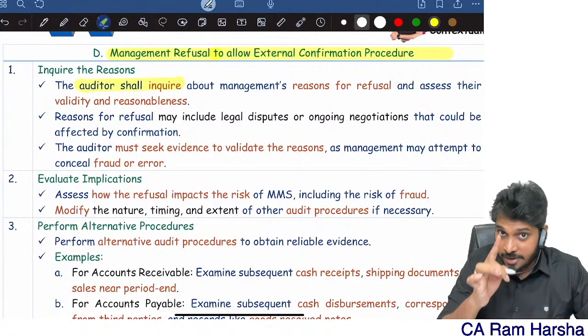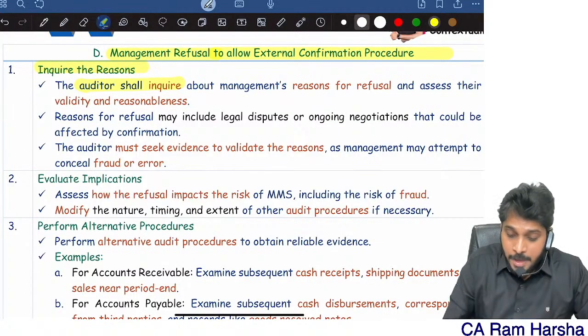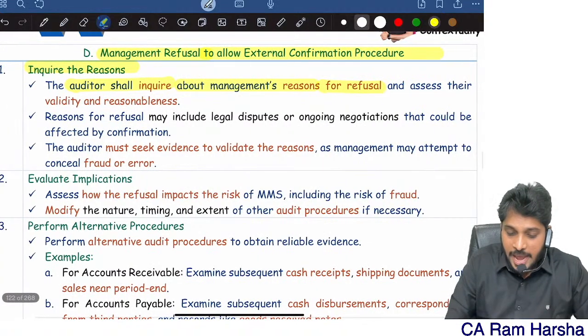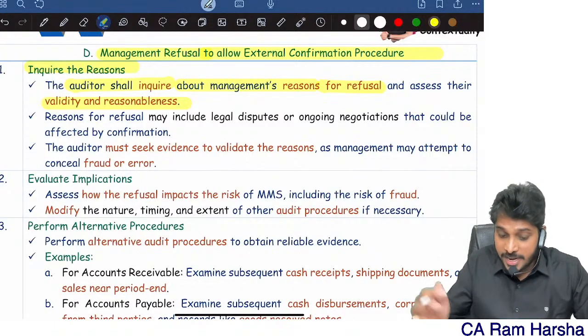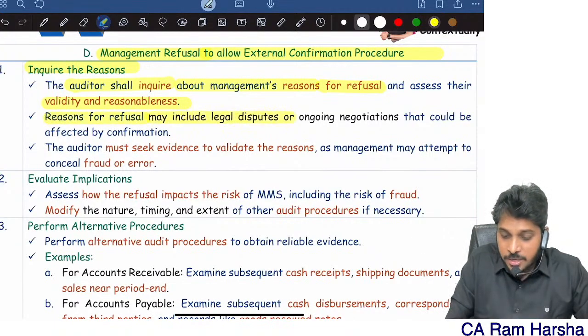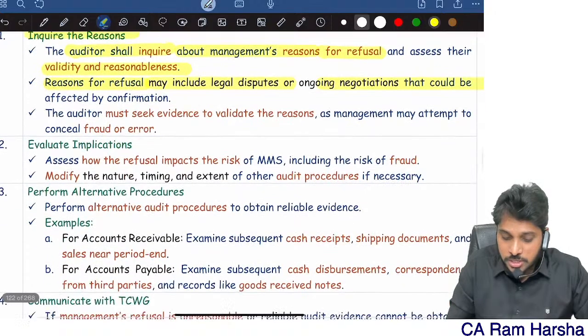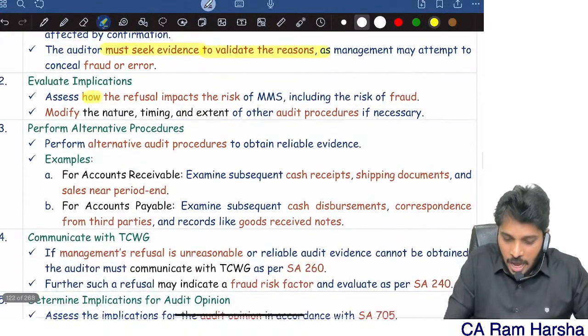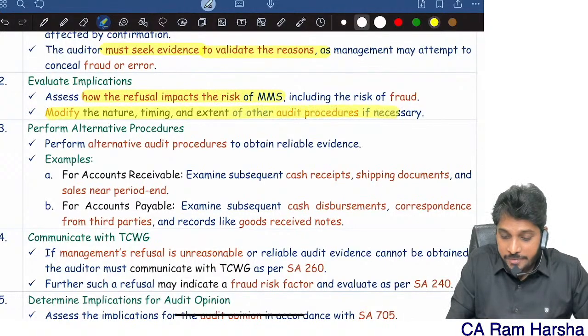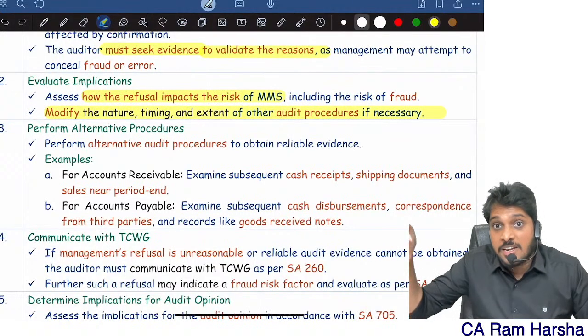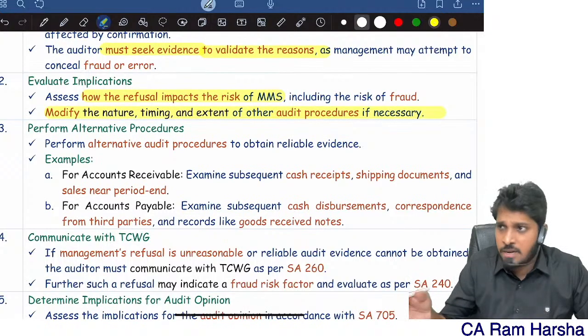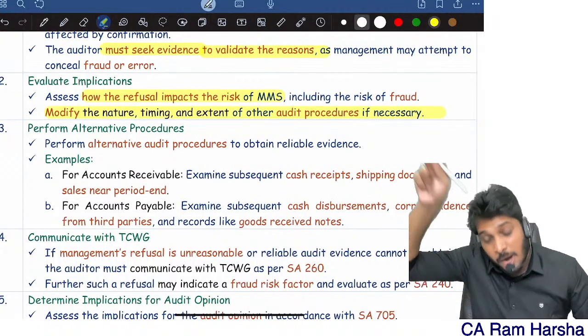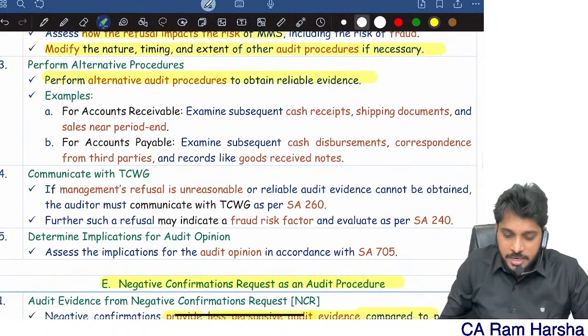If management is refusing, inquire about management's reasons for refusal and see whether they are valid and reasonable. Look at the evidence. Reasons for refusal may include some legal dispute going on or some negotiation going on. So the auditor must seek evidence to validate the reasons. Consider how the refusal impacts the risk, modify the nature and timing of procedures, and get alternative evidence. You want to get evidence through external confirmation, where that is not possible, try to perform alternative procedures. So perform alternative procedures.